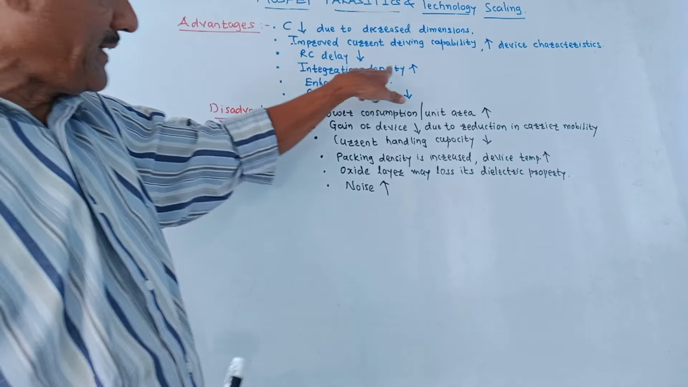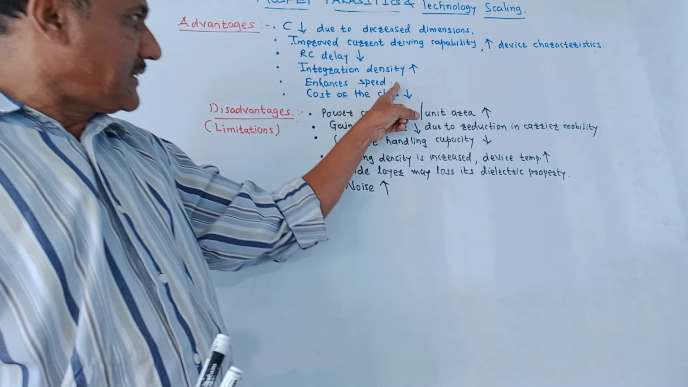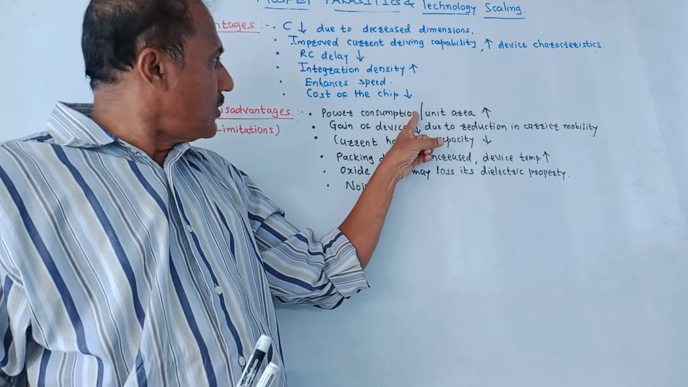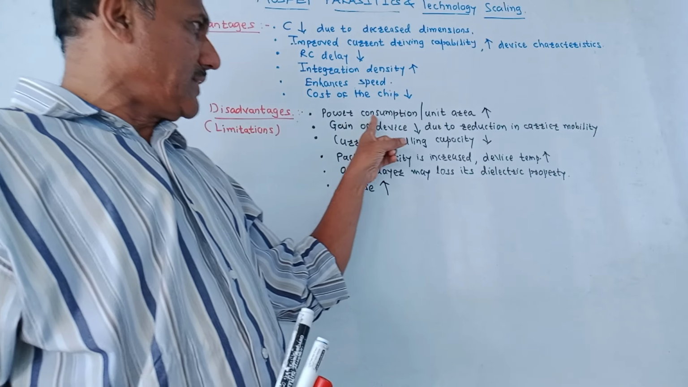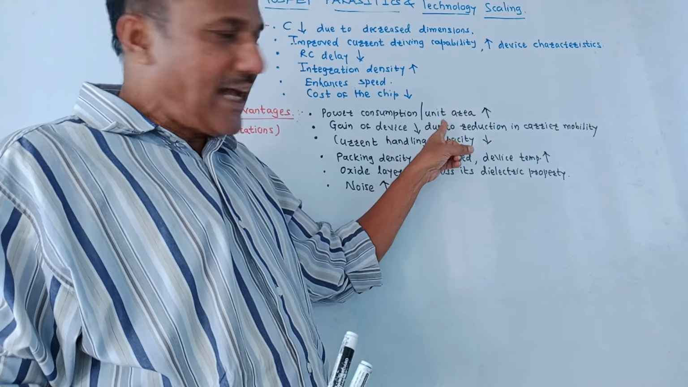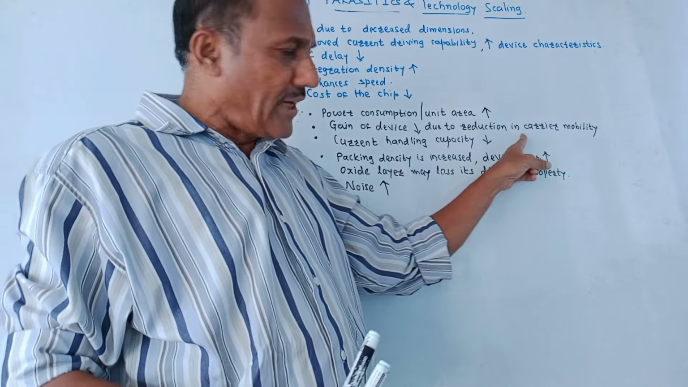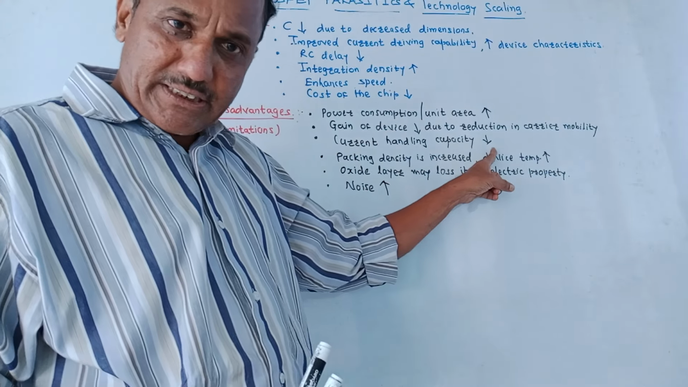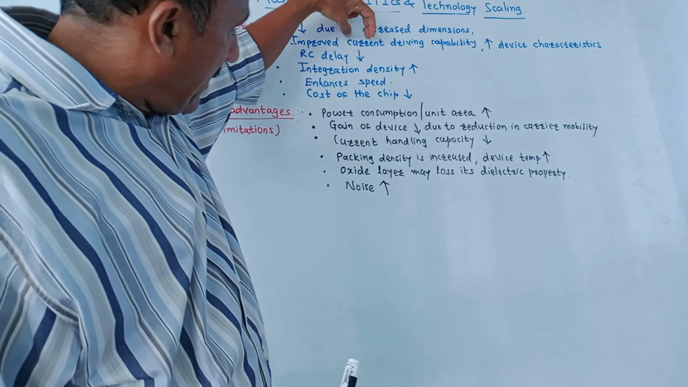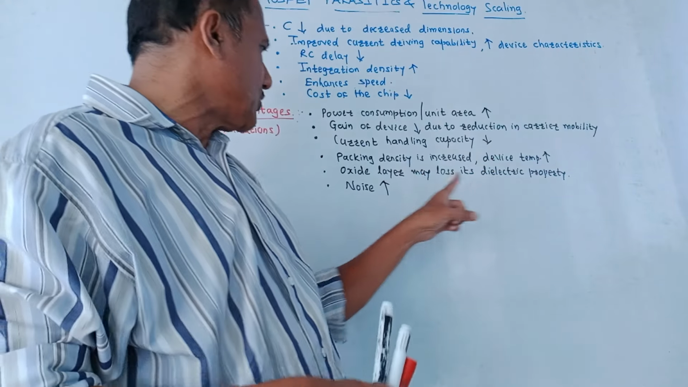Then integration density is improved. It enhances the speed of the device, and the cost of the chip, the total chip cost, gets reduced. Disadvantages or limitations: power consumption per unit area is increased. Gain of the device is reduced due to reduction in the mobility of carriers. Current handling capacity decreases. See, it improves the current driving capability, but the current handling capacity is reduced.